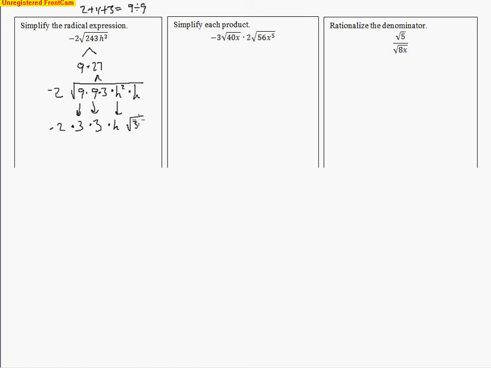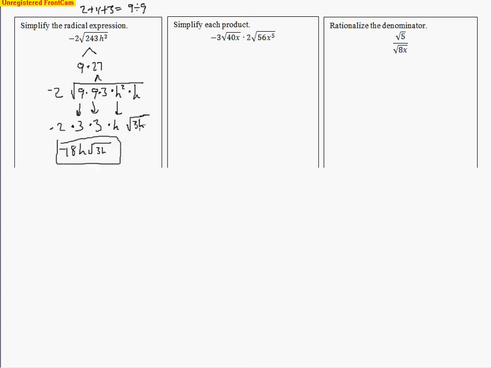So you take the two that you cannot take the square root of, and you just write them underneath the radical sign. And you go ahead and multiply the numbers that are outside the radical sign. So we get 6 times 3 makes 18. So negative 18h times the square root of 3h.